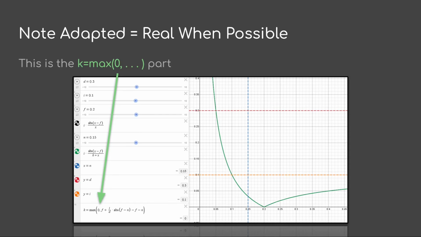Also note that there's this max 0 part in the constant. That ensures that when it is possible to do the real world, the adapted one equals the real one.